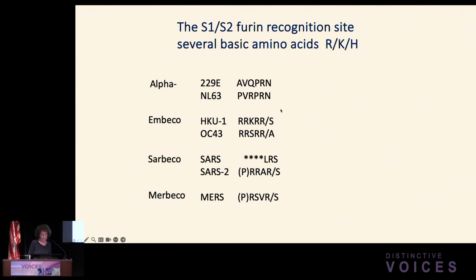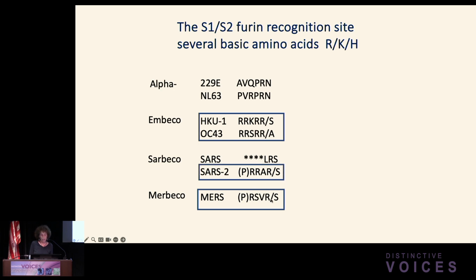So if we look at the different kinds of coronaviruses, the HKU1 and OC43, the so-called Mbeko viruses, have very basic S1, S2 cleavage sites shown here. And MERS coronavirus has maybe not as good a one, but some basic amino acids, and SARS-CoV-2 also. SARS-1 doesn't have this site. The alpha coronaviruses don't have the site.